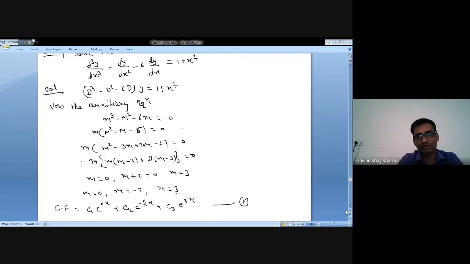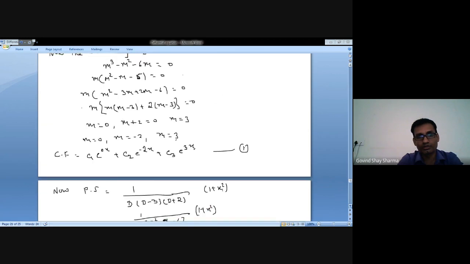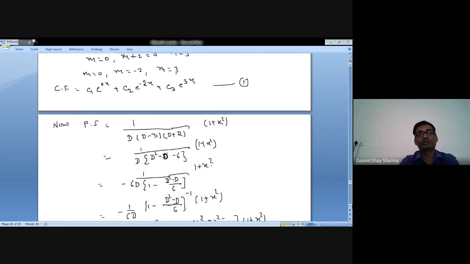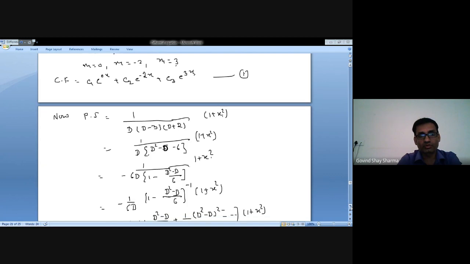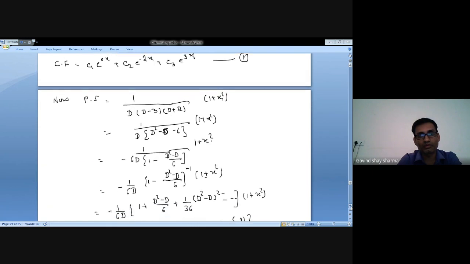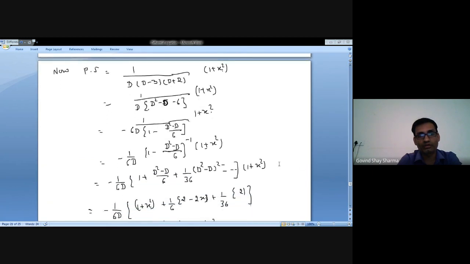The PI is 1 upon f(D) of 1 plus x square. So we convert this into 1 upon D cube minus D square minus 6D and take the constant out. Now expand this term, 1 plus D square minus D upon 6, and expand it till the power of this term, x square, power n.